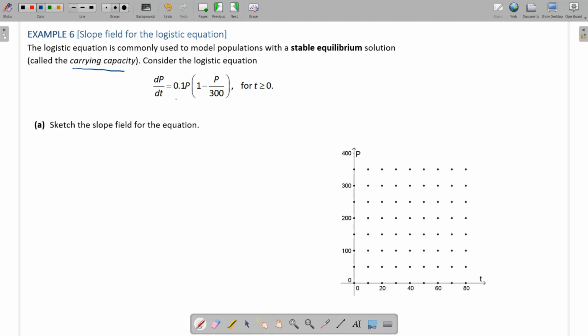Notice there is no t in this expression here. So it is just like the previous example, meaning that each row is going to be all the same slopes. So we really would just need to find the slopes along the y-axis and then copy them all the way across. So we're not going to do all of them, but let's point out a couple things that should be obvious. The first one is if you put 0 into this, it's going to wipe everything out. So you would get horizontal tangents along the x-axis, like the last example.